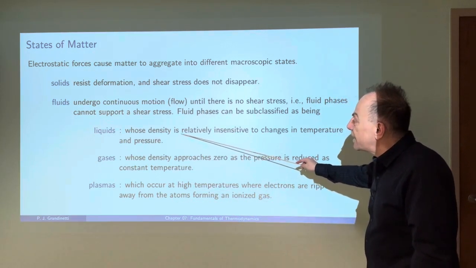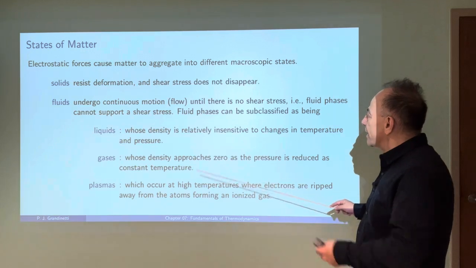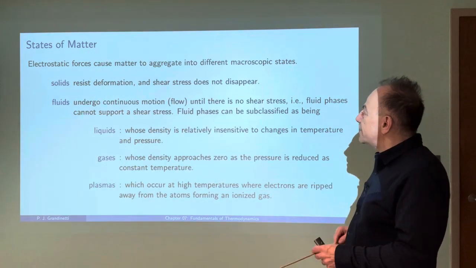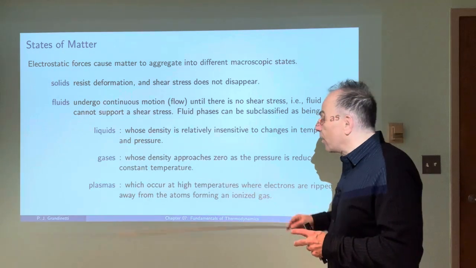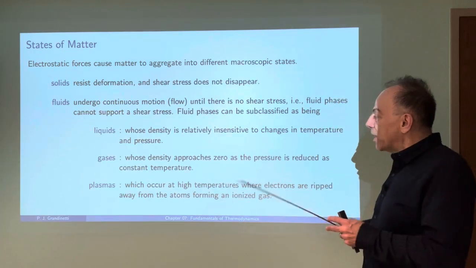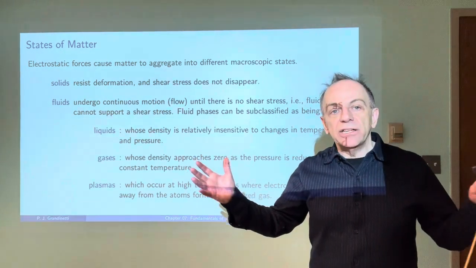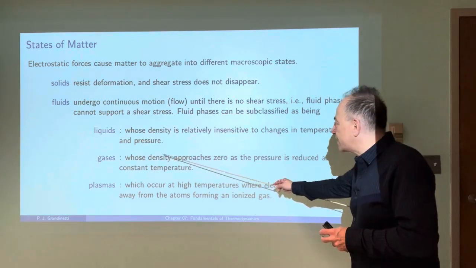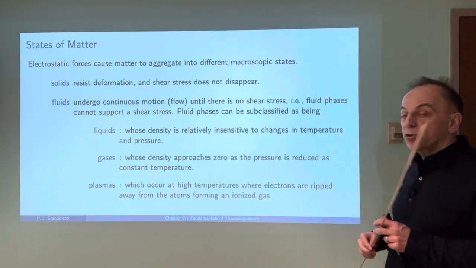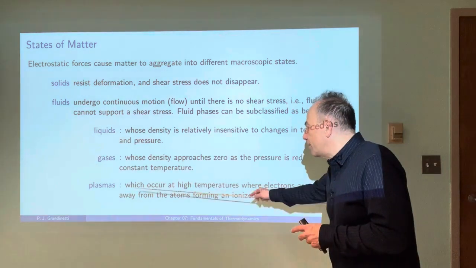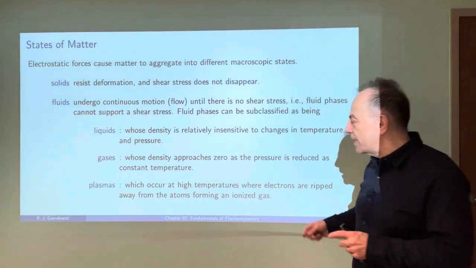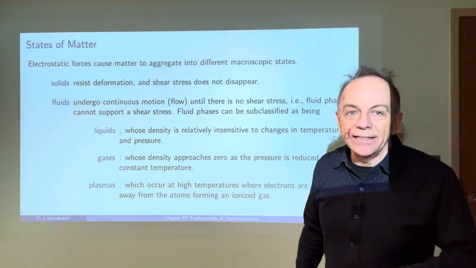And what distinguishes liquids from gases generally is that a liquid has a density that's relatively insensitive to changes in temperature and pressure, whereas a gas, if you change the pressure, it will change its volume dramatically. So a gas density will approach zero as the pressure is reduced at a constant temperature. And I just mentioned here that plasma is another possible phase, but we won't really be discussing that in this class.